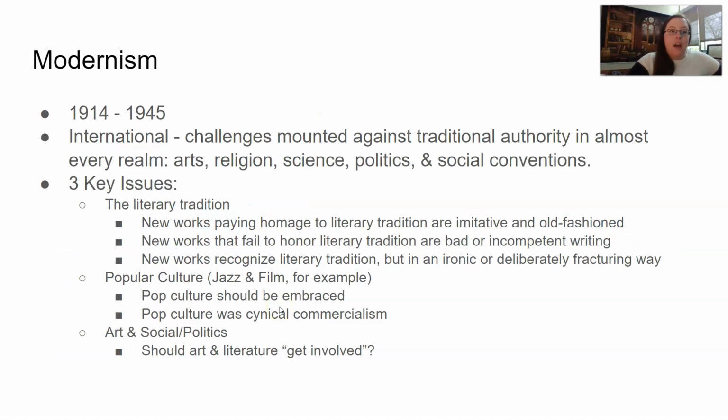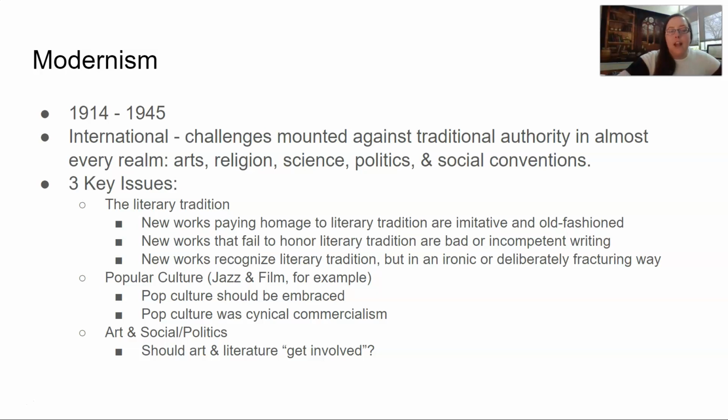Really, we're covering a lot of modernism. Modernism, in a vague sense, can be referred to as these years of literature, but even more so in a more specific way, modernism is international. It's an international movement. It's a challenge mounted against traditional authority. And we're talking about across disciplines, so in almost every realm: art, religion, science, politics, social conventions.